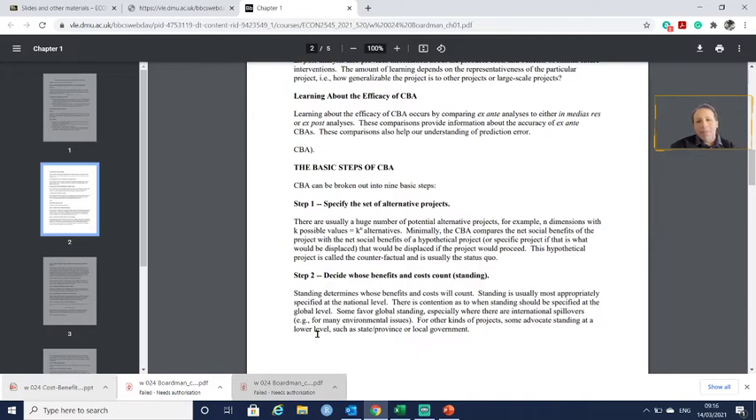Step number 1: specify the alternative projects. Every time that we are making a project, there are different types of alternatives. Say that the project was Brexit. Brexit actually had many different possibilities: a Norway agreement, a Swiss agreement, a Canada agreement, a free trade agreement, etc., or just WTO. As you can see, there were different types of alternatives for that project.